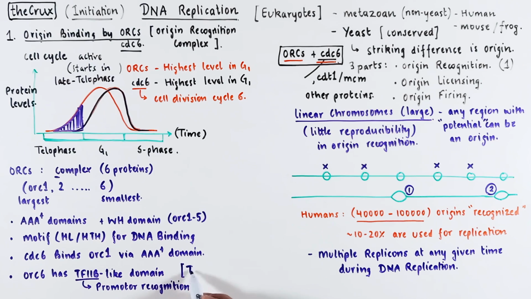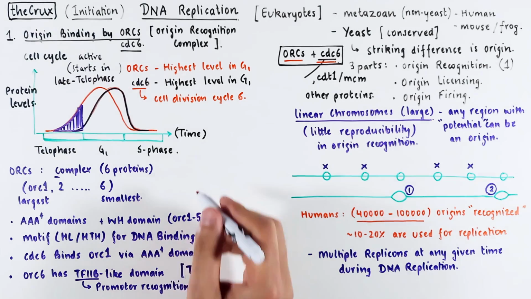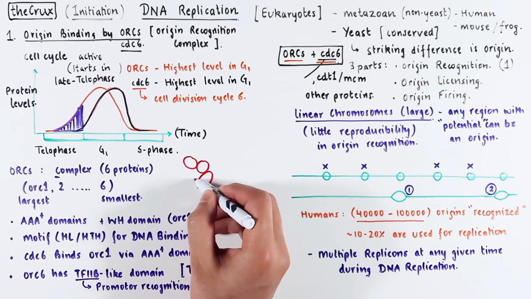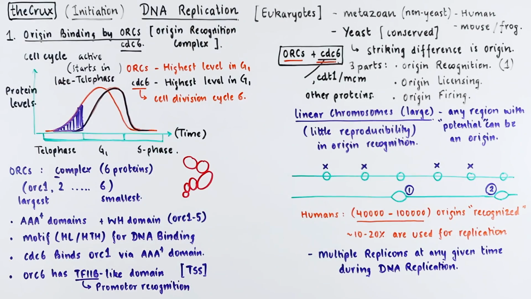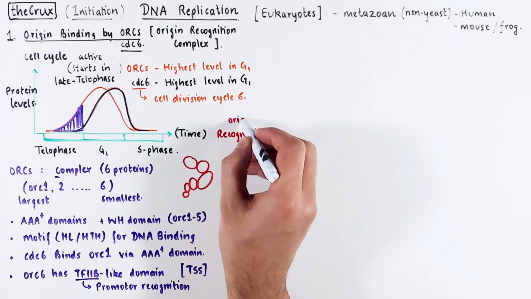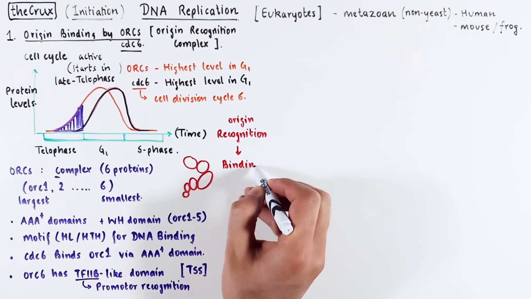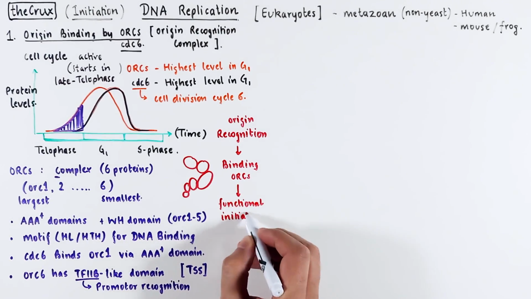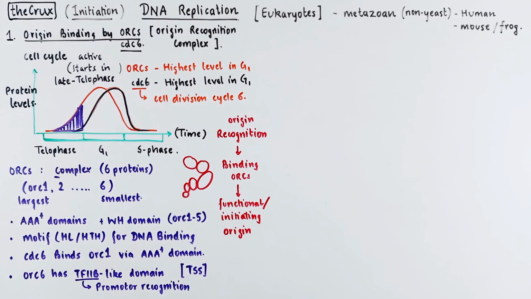This is interesting because we said in the features of the origin that a lot of them happen to be around transcription start sites, and ORC6 might have something to do with that. Visually speaking, this ORC looks like a crescent moon or half-ring complex. Okay, so origin recognition is performed by the binding of ORCs, and then finally these origins are converted to functional or initiation origins. Let's discuss how recognition might occur.